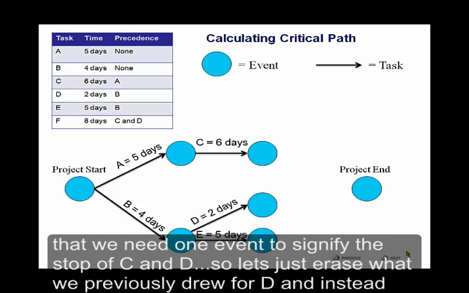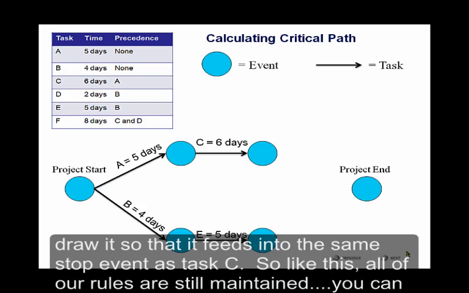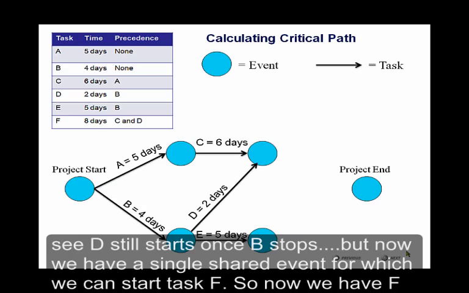So let's just erase what we've previously drawn for D, and instead draw it so that it feeds into the same stop event as task C. So it's going to look like this. All of our rules are still maintained. You can see D still starts once B stops, but now we have a single shared event for which we can start F.